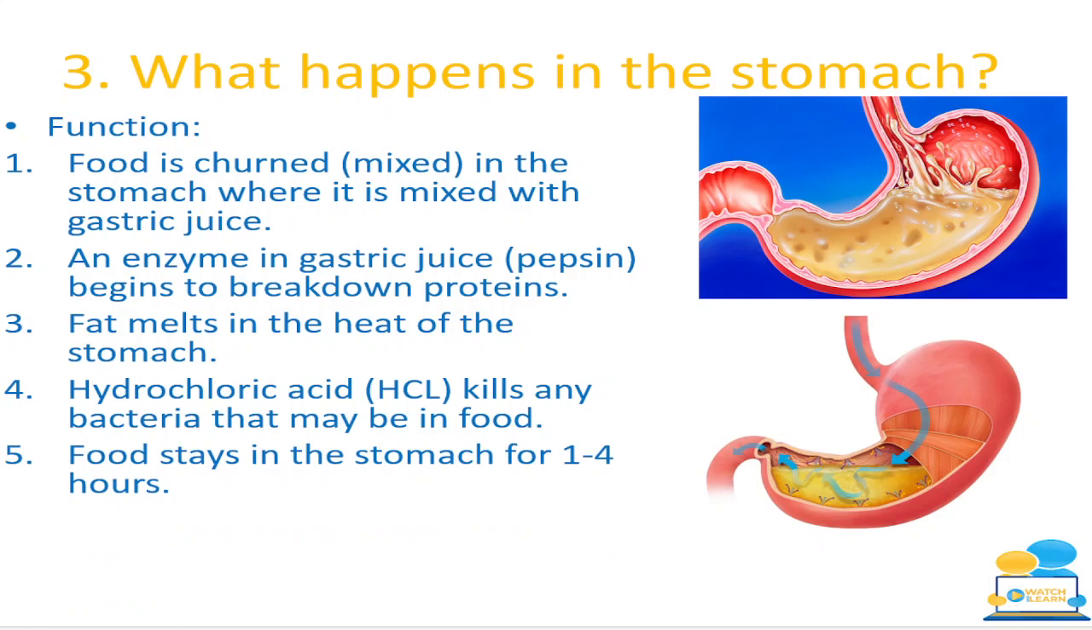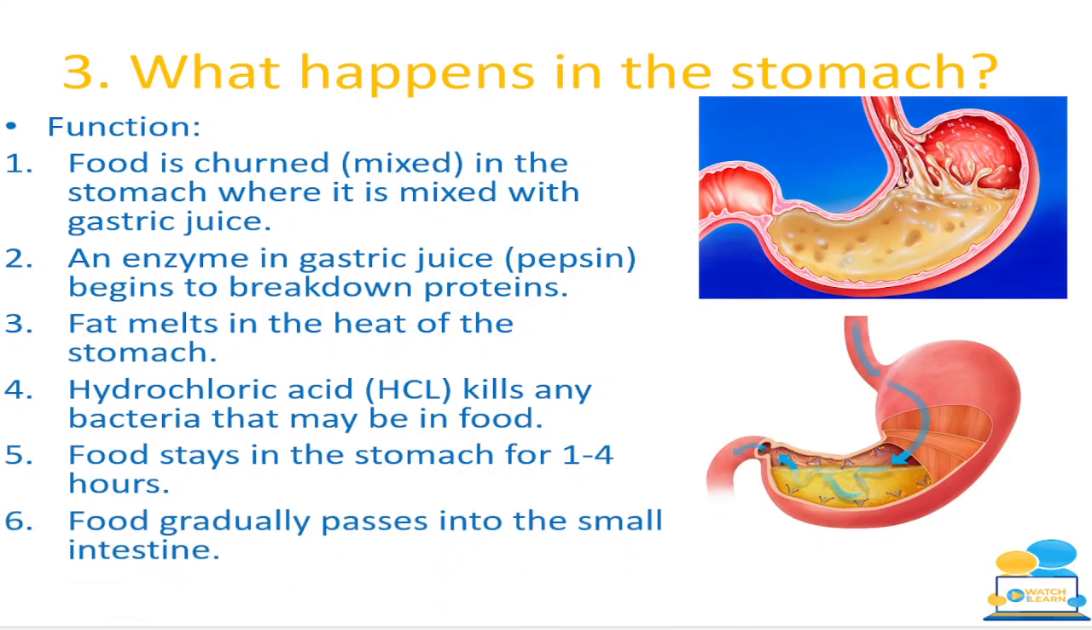So food stays in the stomach for 1 to 4 hours. So it is a slow process. The food gradually passes into the small intestine. So it starts up here, coming from the esophagus, moves very slowly down here, and then moves out here. And next, there is this little, we'll call it a sphincter. So it's kind of like a little doorway, and it opens and closes, allowing a certain amount in and out. So it's not a constant open flow of digestive juices coming out.